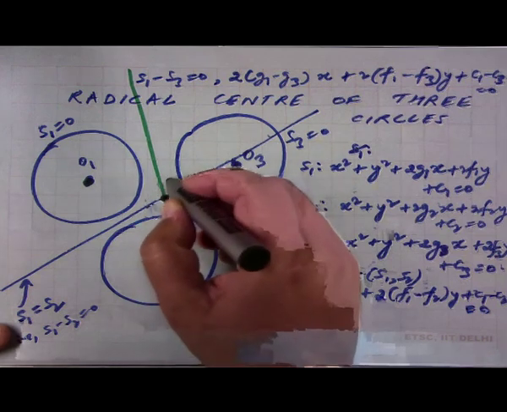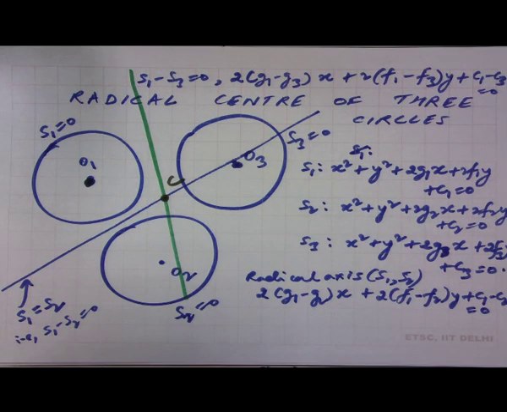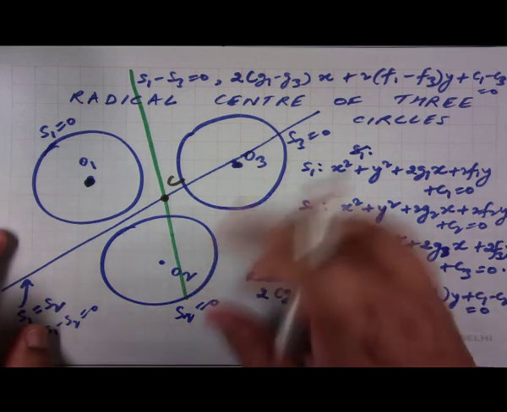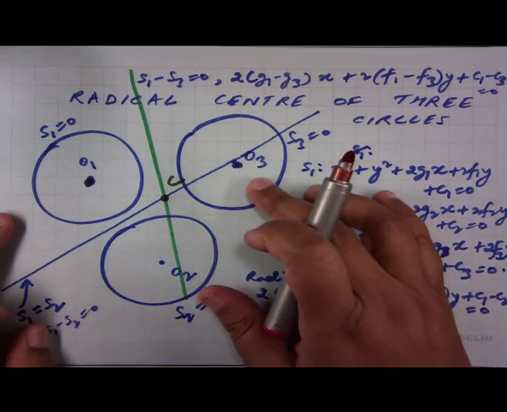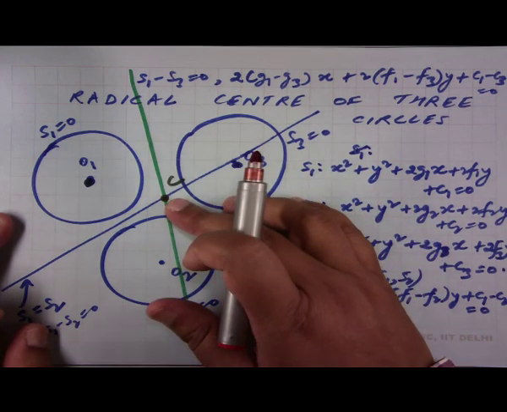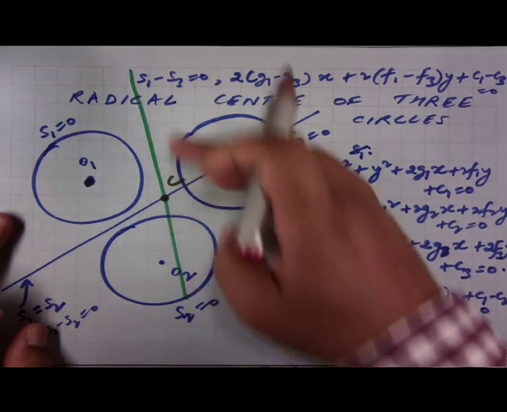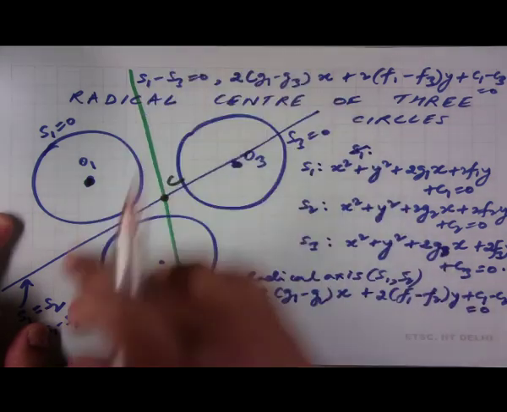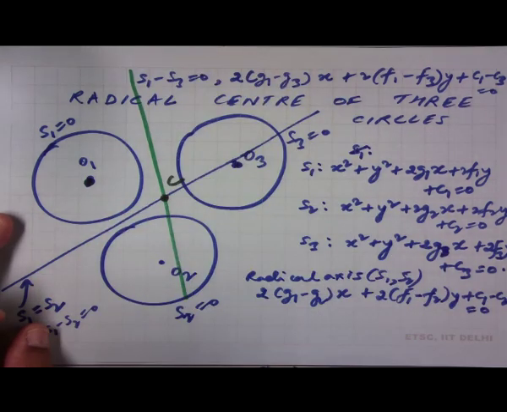We will call it C. In the following, what we will show is that the radical axis between the second and the third circle will actually pass through this point of intersection of the two radical axes that we have already seen.